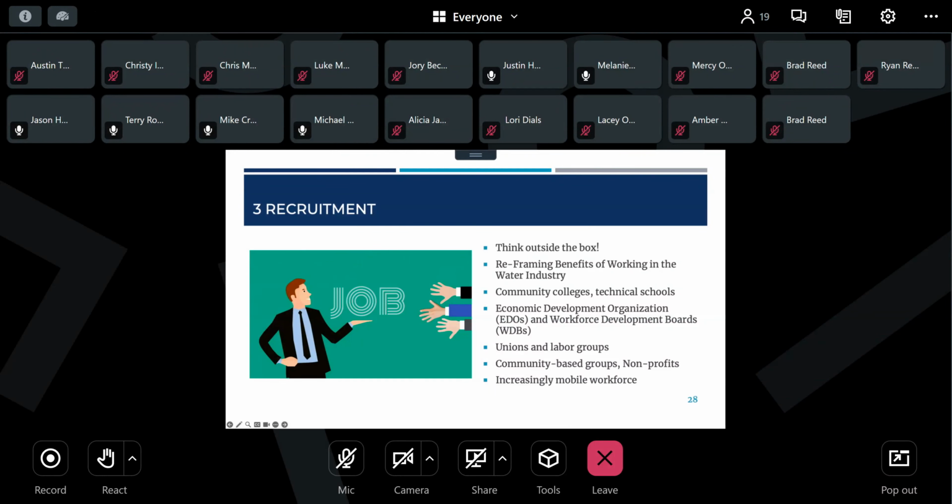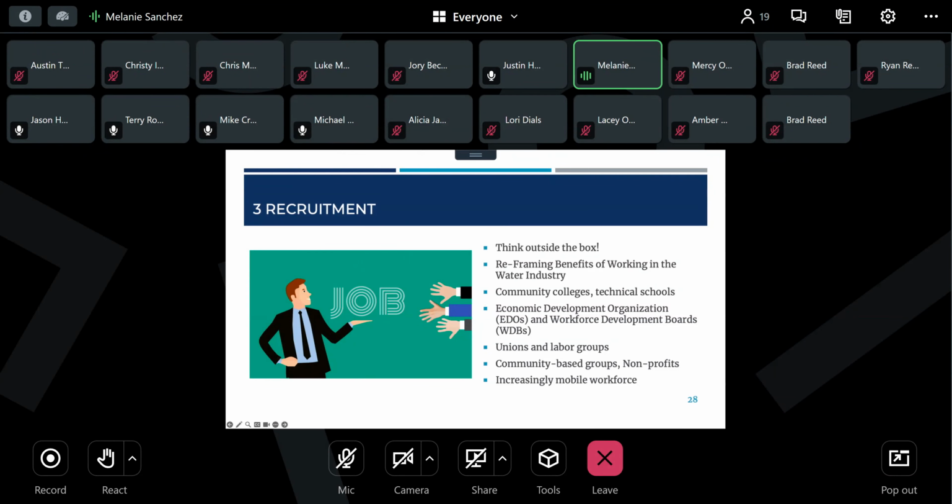Economic development organizations and workforce development boards are pretty key players in economic growth, right? You can partner with them to emphasize the role of the water and wastewater industry in local job creation and economic stability. Unions and labor groups can be pretty valuable allies in recruitment efforts. They help to showcase the benefits of unionized work, job security, and career advancement in specifically the water and wastewater industry.